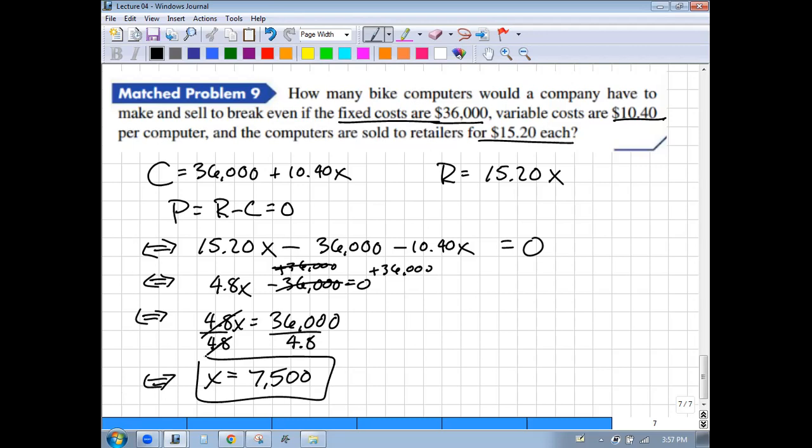Right? If we got a decimal or something, we'd have to round because we can't manufacture and sell 3/4 of a computer, right? It has to be a whole number. So you'd have to round up, not down. That makes sense? Okay.